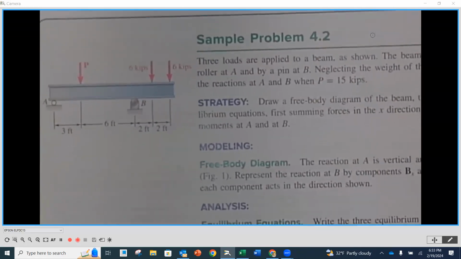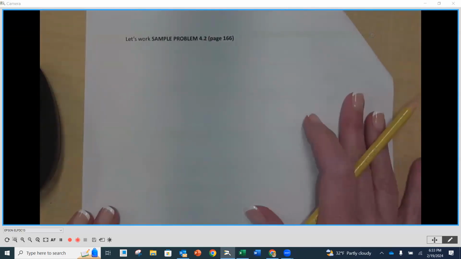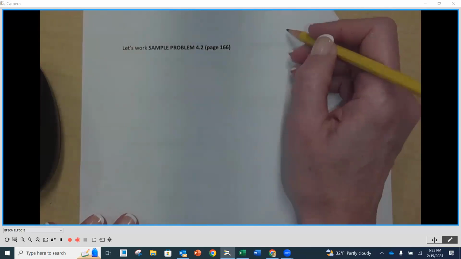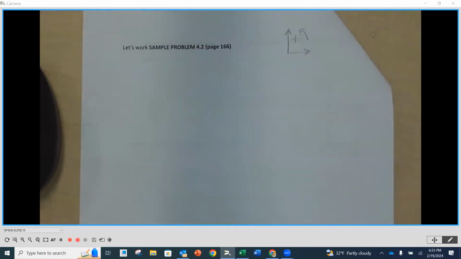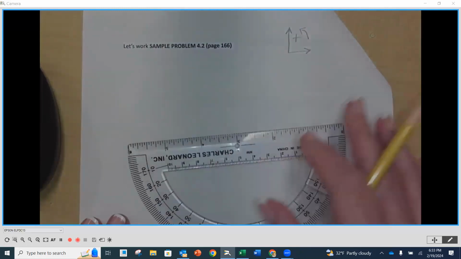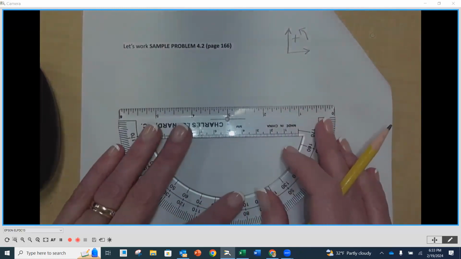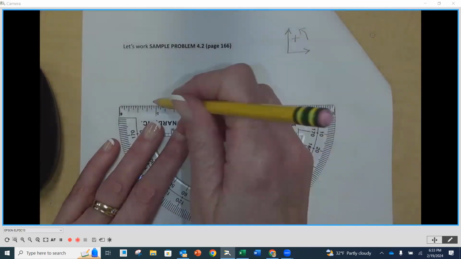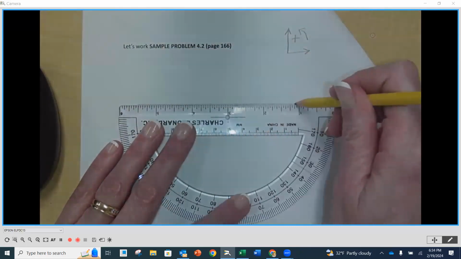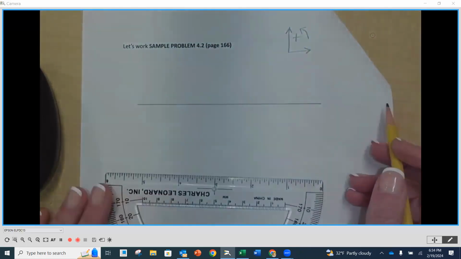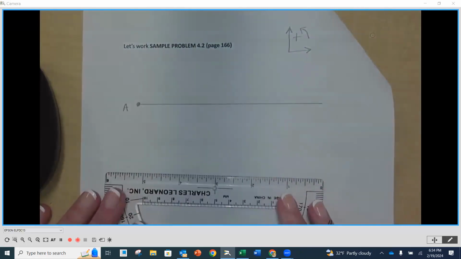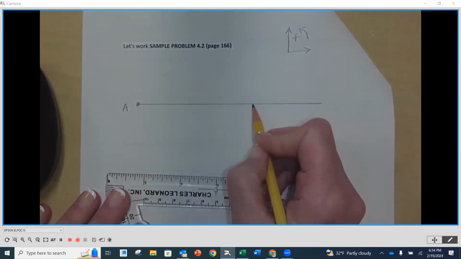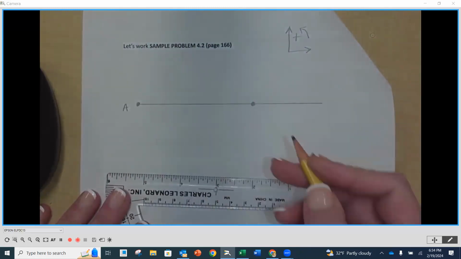Okay. I'm going to zoom out a little bit here, and we're going to start drawing the free body diagram here. So I'm going to add my convention so I don't forget. Page 166, we're on sample problem 4.2. And I'm going to draw my beam from A to the end. A is going to be here. B is going to be about here.